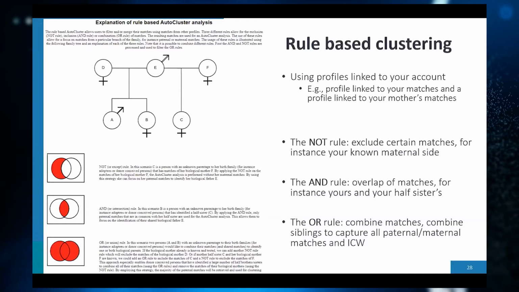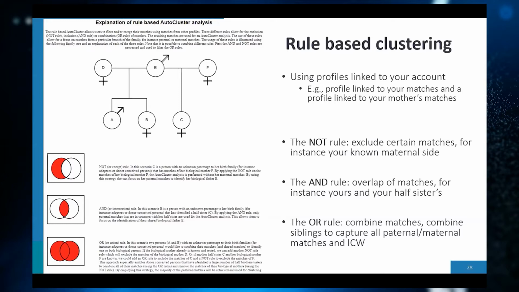So we have the NOT rule, which is the first rule, which can be used to exclude certain matches. You can imagine that if you have tested yourself and your mother and you're not interested in your mother's matches because you would like to find out about your father's side, you can use the NOT rule to remove all of your mother's matches. That leaves you with the matches of your father's side, which provides a much clearer analysis. So the clusters that arise from this analysis are all on your father's side.